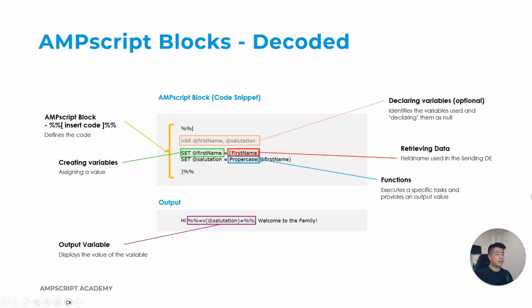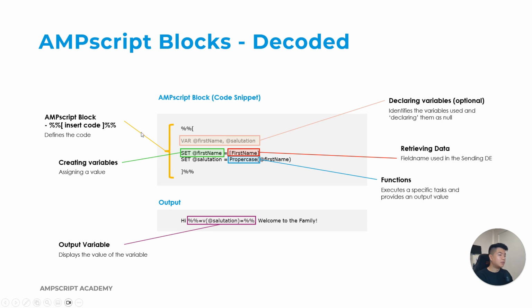So this is the AMPscript block decoded. What you saw before, you might have noticed that the first section here is slightly grayed out. The reason why it's grayed out is because it is optional. You don't have to do this, and I personally don't do it. It is in the documentation though, so I want to explain to you what's happening here. What you see here is what we call declaring the variables that we're going to use in the code snippet block. And as you declare the variables, you're actually setting them as null, ensuring that they have no value, so then you can assign a value in your following code.